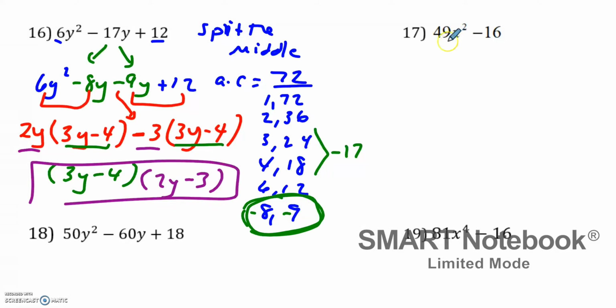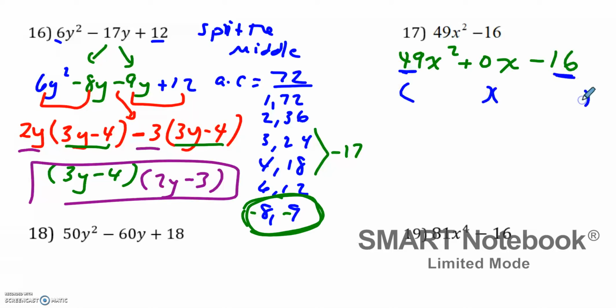Number 17, let's go through the checklist. Do I have a GCF? No. Do I have perfect squares on the ends? Yes, I do. And I want to remind you that this problem really means that there's no middle term. So it really means the middle term is 0 or 0x. Because I have perfect squares on the ends, I again can go directly to 2 parentheses. We don't need to split the middle.